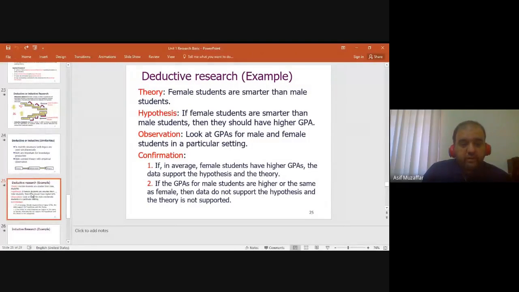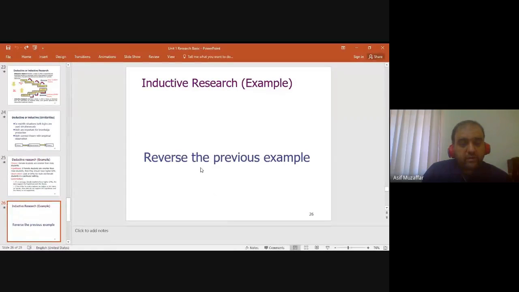If you reverse it, on the other slide it is written reverse. Reverse means you make a theory by yourself based on some observation. Then it is inductive research.